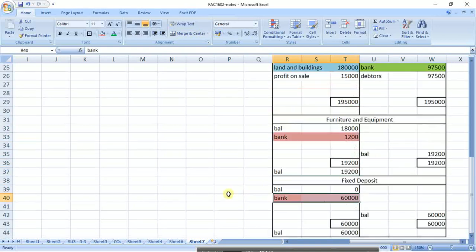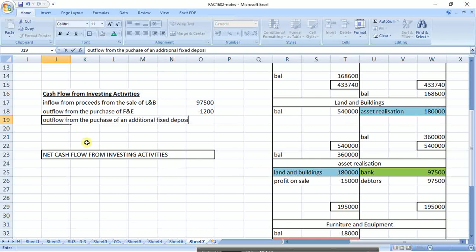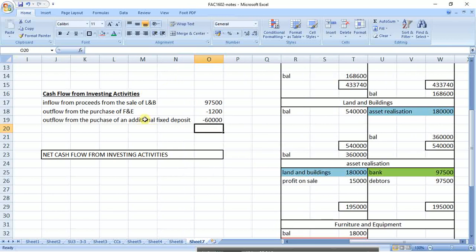It's going to go investing. Good. Outflow from the purchase of or from the investment in a fixed deposit. Doesn't really matter as long as you describe it something like that. Outflow from the purchase of an additional fixed deposit. That's what I'm going to use. Fixed deposits, 60. Will that be a negative? Yes, because it's outflow. Okay, good. Now what? You have to total up. No. Now you get all your easy marks.